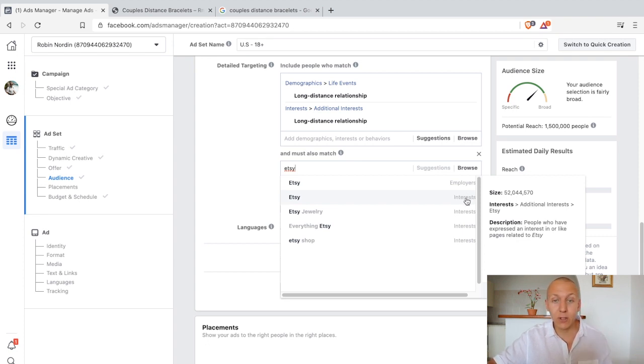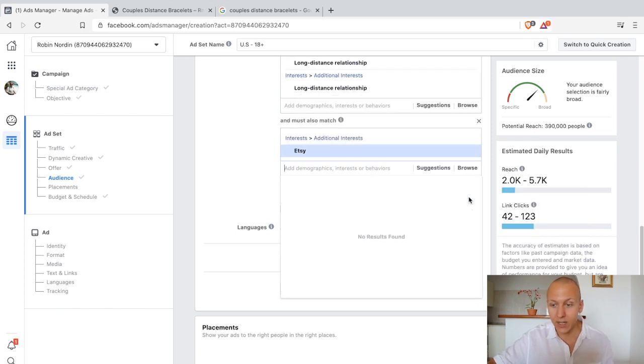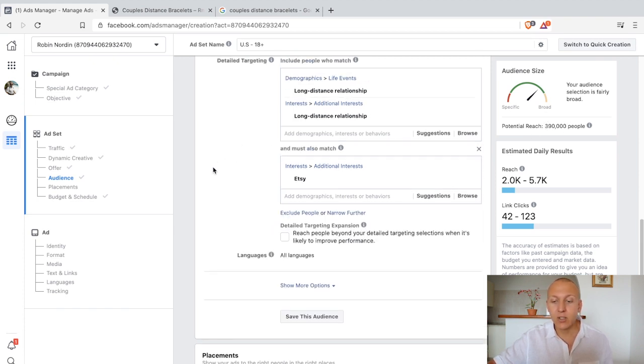Now, if you're ever curious about the other ones, just check out the numbers. So for example, down here it says Etsy shop, but it only has 62,000 people. This one has 52 million, so this is probably going to be the right one. So we're going to select Etsy and now look at what happens to the potential reach. It goes from 1.5 million to 390,000 people.